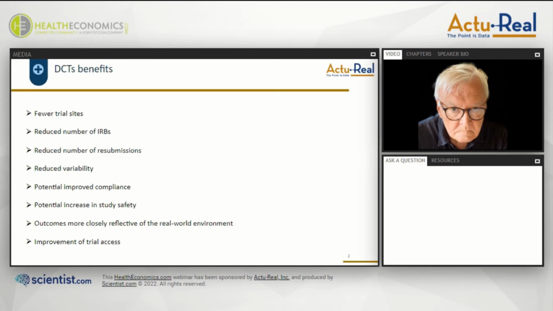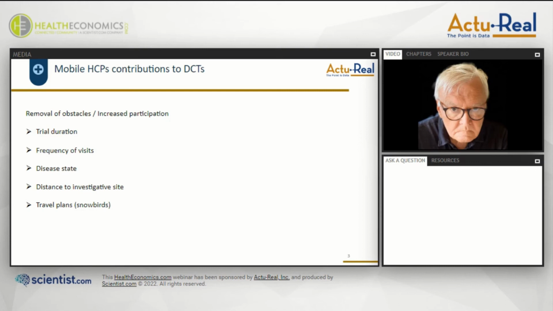Now, I won't repeat what Chitra already said, but I'll just start from the last point on the slide and add that the improvement of trial access is often enough contingent on the contribution of mobile healthcare providers. And these are the people who transform clinic visits into home visits, real or virtual. Essentially, mobile healthcare providers remove obstacles to participation. By reaching out to the participant at home, they decrease her burden. As a result, they make it possible to have longer trials with more frequent visits, with participants who are more compromised physically or mentally and have difficulties with traveling to their clinic.